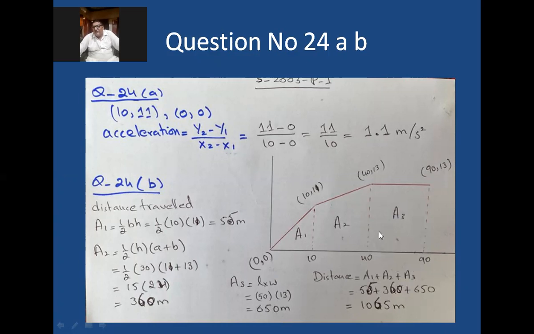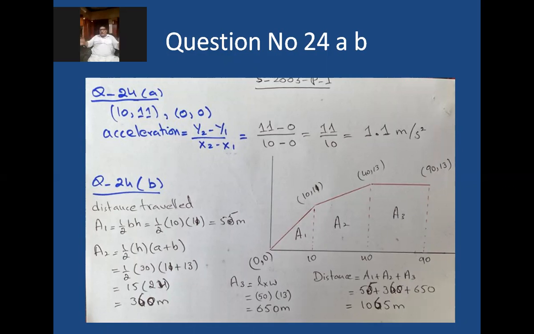So I will add A1, A2, and A3. That will be the total area under the speed time graph, and that will be equal to the total distance traveled. So it will be 55 plus 360 plus 650, and 1065 meter is the total distance traveled. Hopefully you have understood how I have calculated the area, the distance covered in the 90 seconds.